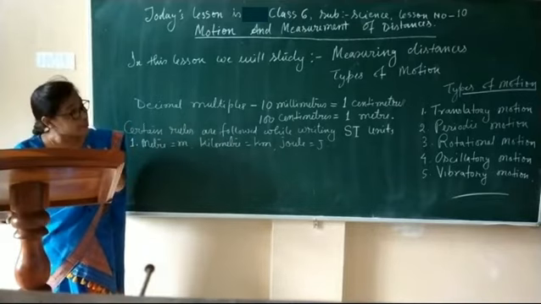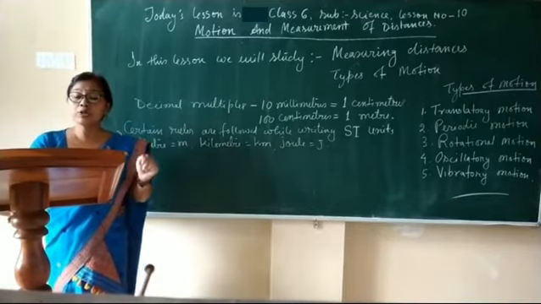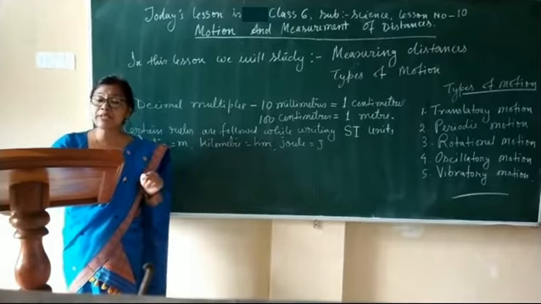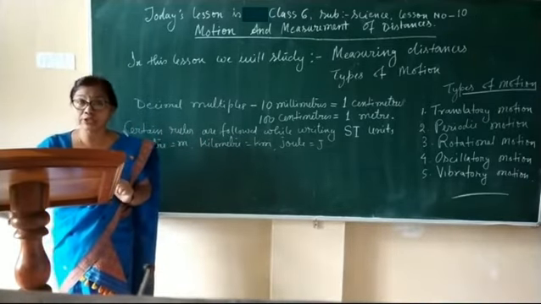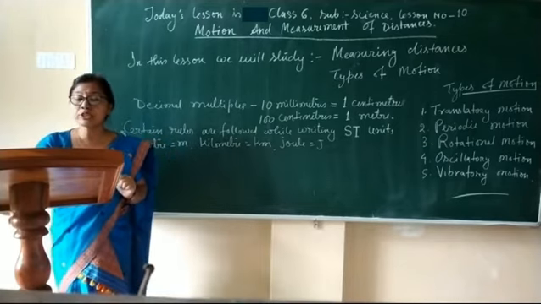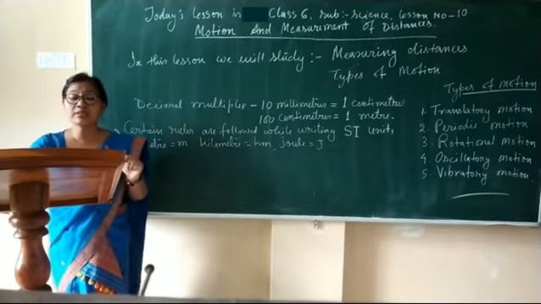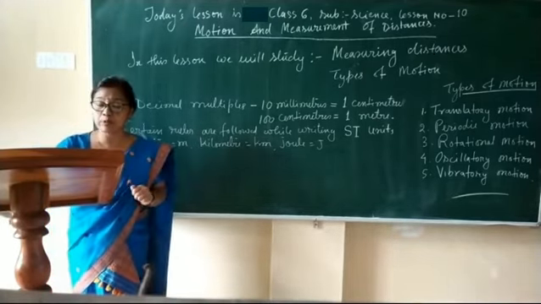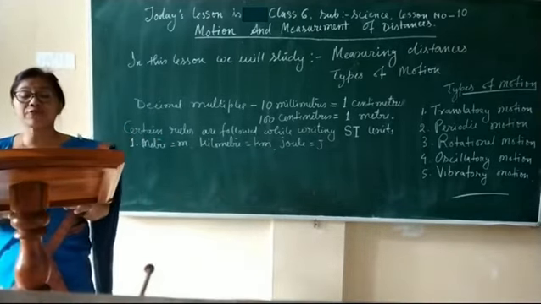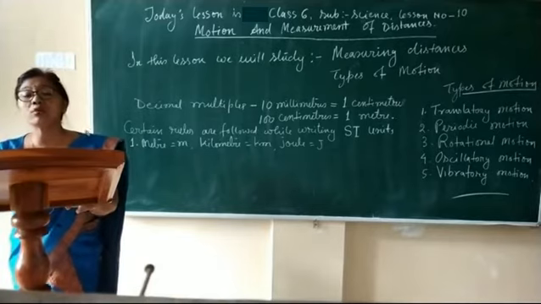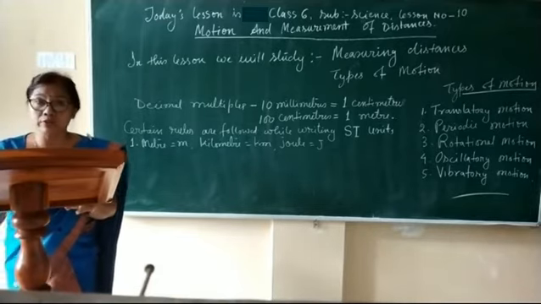Now, periodic motion. Motion that repeats itself in a fixed time interval is called periodic motion. The motion of the earth around the sun is a periodic motion. The earth takes 365 days and 6 hours to complete one revolution.